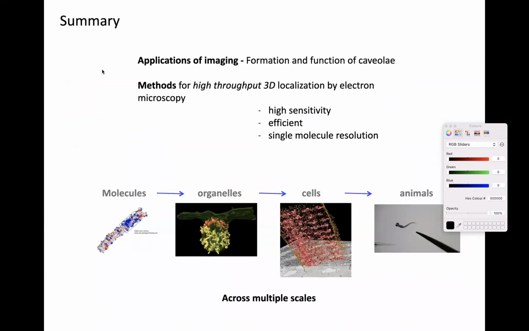So in summary then, I hope I've given you some examples of the imaging that we're doing in the lab, a lot of tomography, a lot of 3DEM, serial blockface electron microscopy, and the applications to the formation and function of caveolae, and with a view, like many people, to moving now to cryo-EM in cells so that we can correlate structures from various techniques with what we're seeing inside the cell. And then I also described these methods for high throughput 3D localization by electron microscopy. We believe it has high sensitivity, it's efficient, and even gives single molecule resolution.